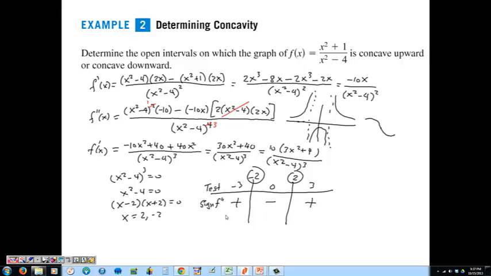Okay, so concave up, concave down, concave up. So you're going to write concave up as negative infinity to negative 2, then from 2 to positive infinity, and then concave down, it will be from negative 2 to 2. Alright, next example.